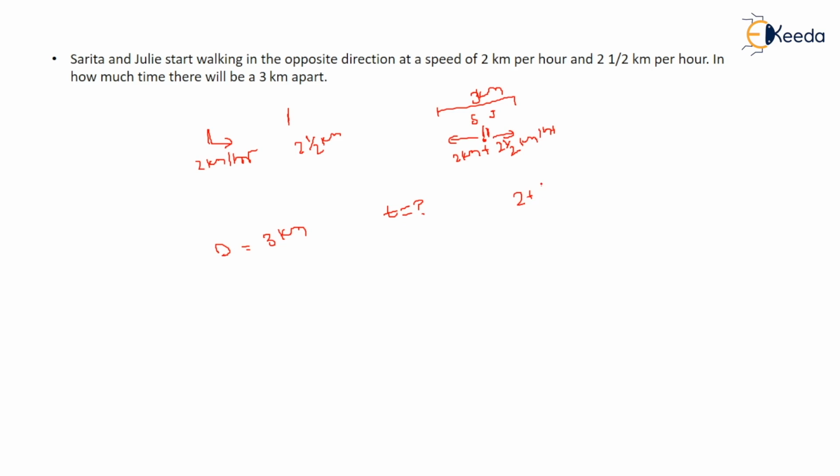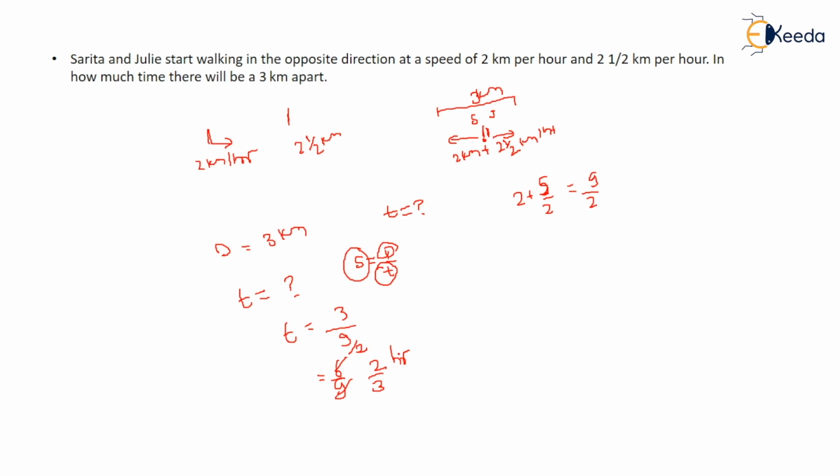So 2 plus 2 and 1 by 2, you can simply write it as 5 by 2. This you can add, and this comes out to be 9 by 2. Right? So you have to find out the time. Your formula is speed equal to distance upon time. You have the speed, you have the distance, you can now find the time. T equals distance, which is 3 km, and 9 by 2 is the speed, so this will go in the numerator. This comes out to be 6 by 9, which when you solve it comes out to be 2 by 3 hours.